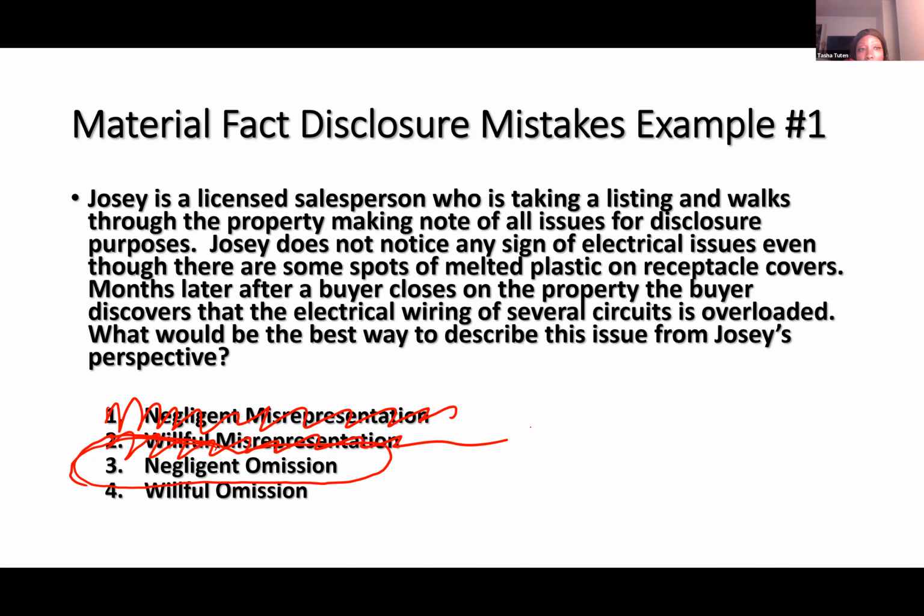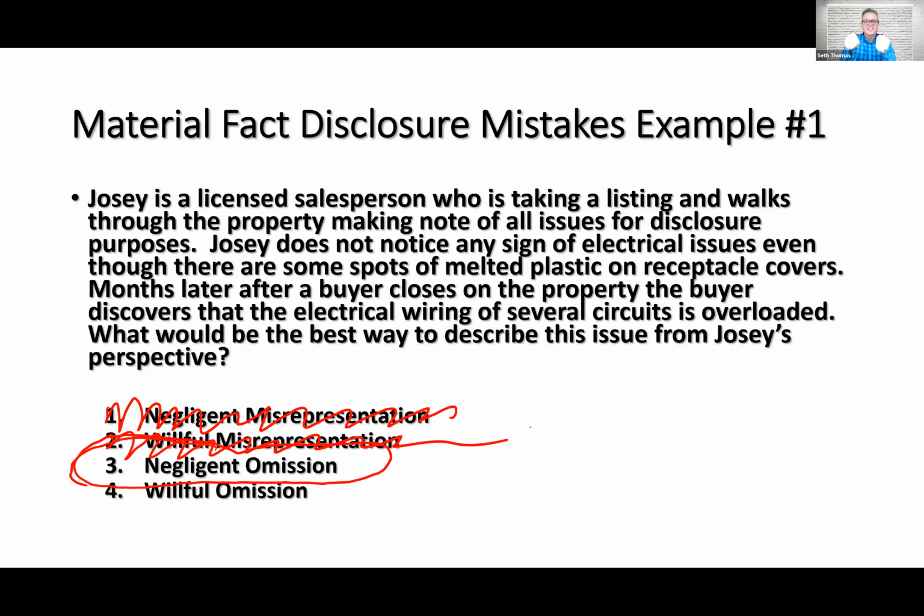That's not what happened. Even if she saw the melted spots, if she made a point of saying she noticed them and didn't say anything about them, that would be willful. There was melted plastic on the receptacle covers, and that was the tricky part. No, it's not tricky. If there was no melted plastic, there wouldn't be a material fact at all, because there'd be no sign of anything that needed to be disclosed. The only reason this is an omission at all is that there is a sign of a problem, and that is not being what?